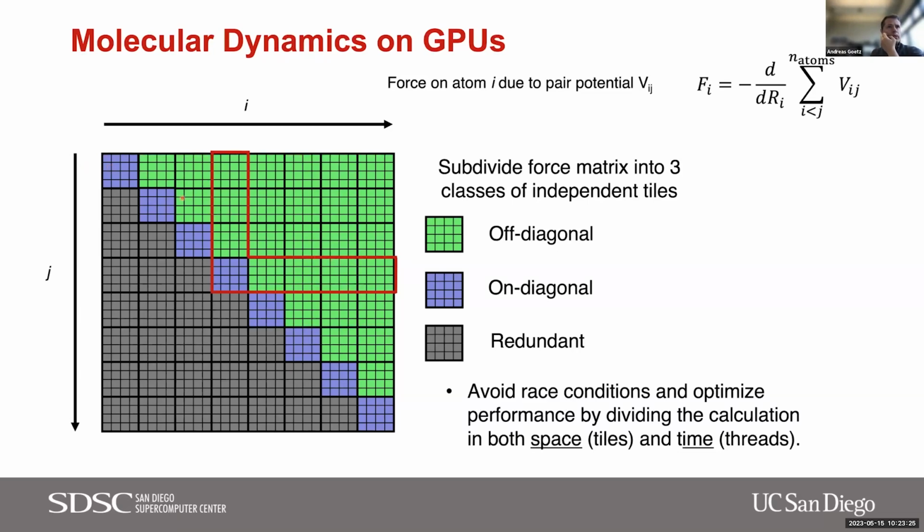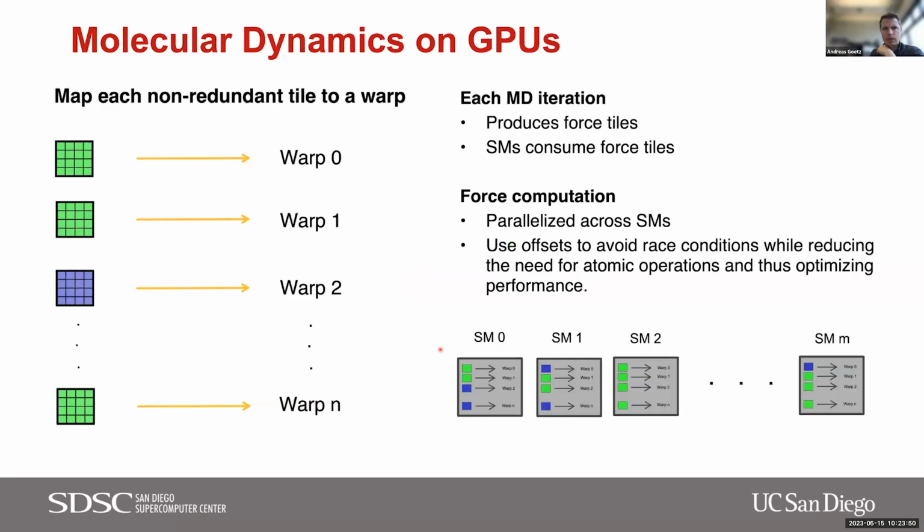And what we do is we have hundreds of thousands of atoms, and we subdivide that into tiles that are then executed by the threads computing your interactions, in the right way so that we avoid race conditions and optimize performance, by dividing the calculation in such a way that read and write operations to memory can happen at the same time.